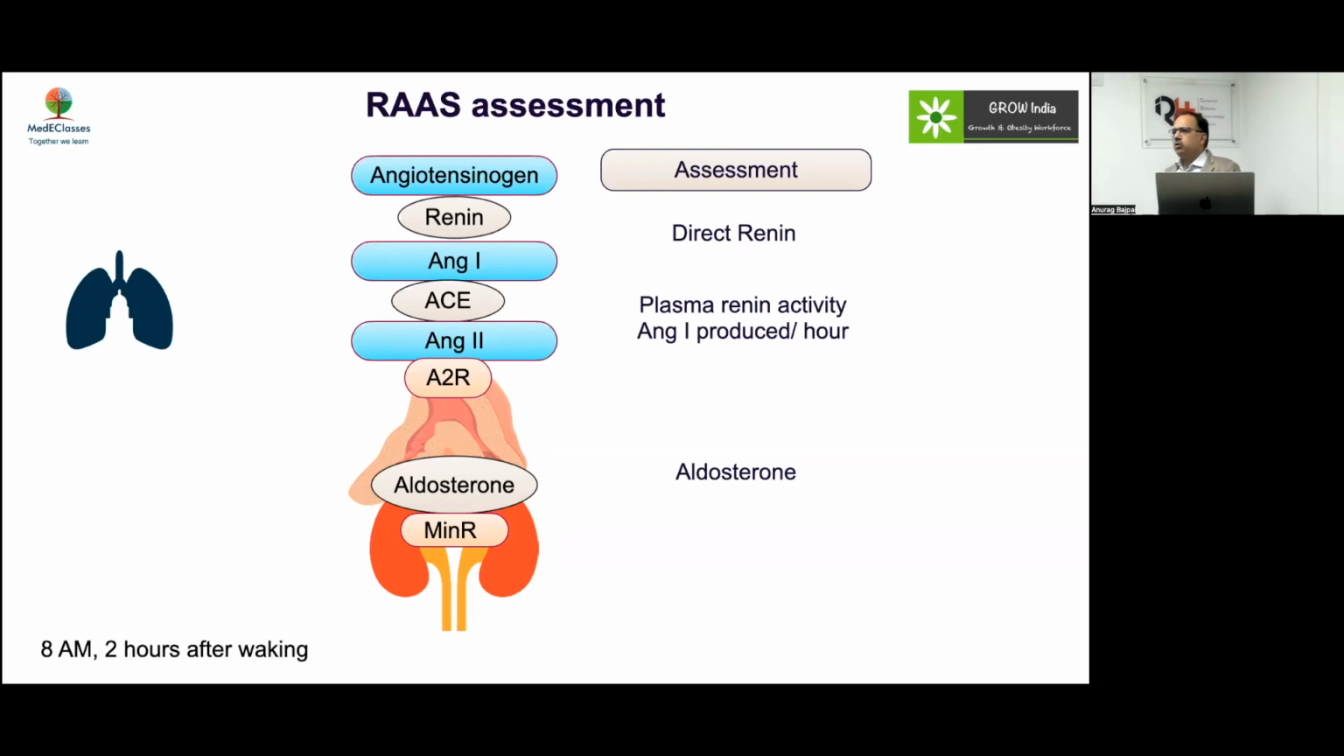Now, what you need to be cautious about is that this should be done ideally in the morning around 8 a.m., 2 hours after the patient has woken up. Very importantly, 5 to 15 minutes of sitting posture is important. And if you're doing particularly a plasma renin activity, which is a bioassay, you should use a pre-chilled tube. Otherwise, you will have a falsely declined level as far as the renin is concerned.